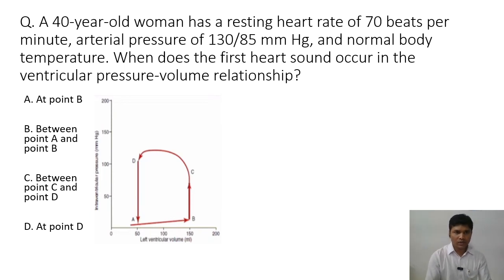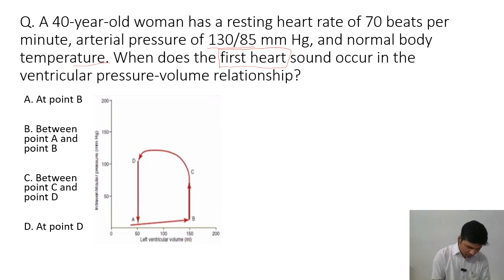So here the question is: a 40-year-old woman has a resting heart rate of 70 beats per minute, arterial pressure 130 divided by 85 millimeter of mercury, and normal body temperature. When does the first heart sound occur in the ventricular pressure volume relationship? We should just keep this question in mind: where does the first heart sound appear? And this is the pressure volume relationship.